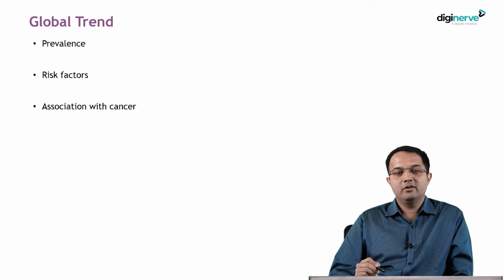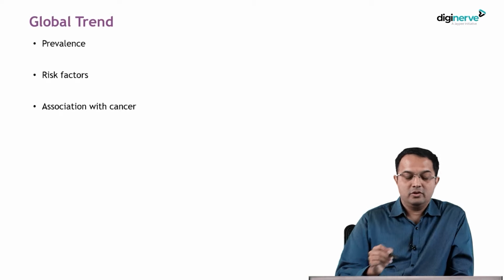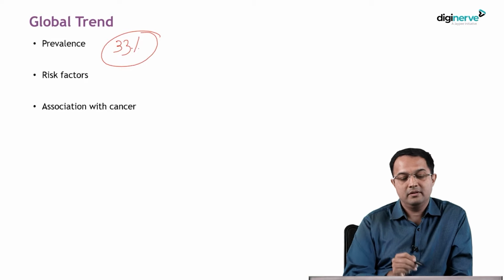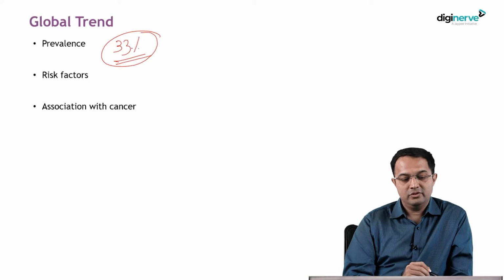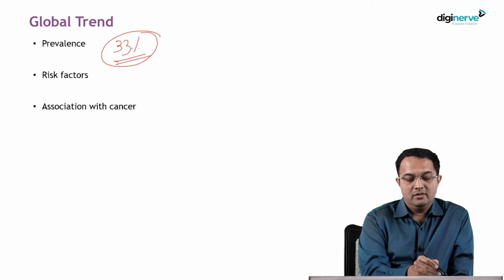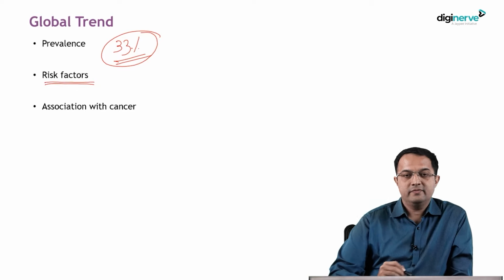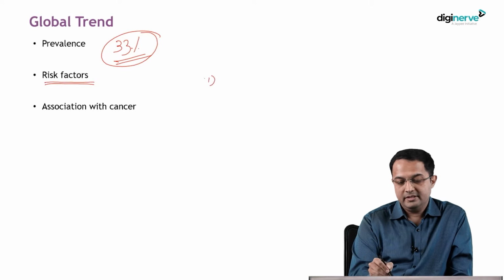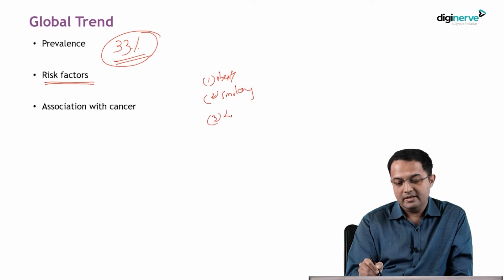So what is the global trend of gastroesophageal reflux disorder? If you look at the data from US or Europe, up to 33% of the general population is having gastroesophageal reflux disease. What are the risk factors? Risk factors for gastroesophageal reflux disease are obesity, smoking, and then lifestyle.